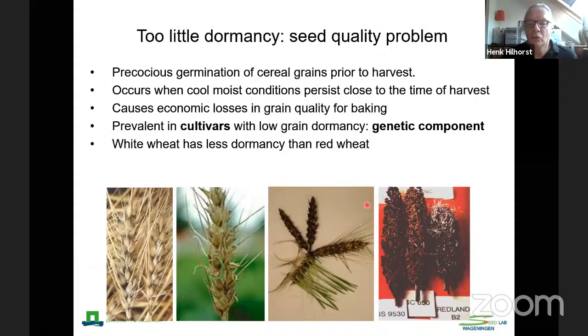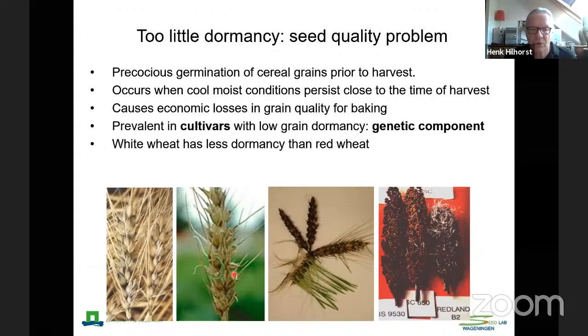Now, if there is too little dormancy, there's also a seed quality problem. And in that case, I'm referring to precocious germination of cereal grains prior to the harvest. It may happen when conditions are cool and moist and close to the time of harvest. This causes economic losses in grain quality for baking, and it is particularly prevalent in cultivars with low grain dormancy. So there is a very clear genetic component here. White wheat has less dormancy than red wheat, so there is a genetic component.